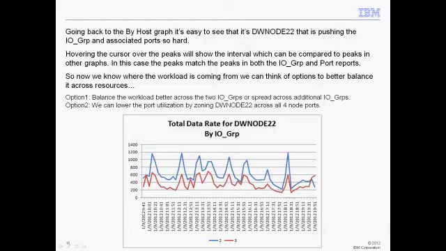We can think of options to better balance it across resources. 2 obvious options come to mind. One is we could balance the workload better across the 2 I/O groups, or spread across additional I/O groups. Option 2 is we could lower the port utilization by zoning DW node 22 across all 4 node ports where it's currently zoned across only 2.